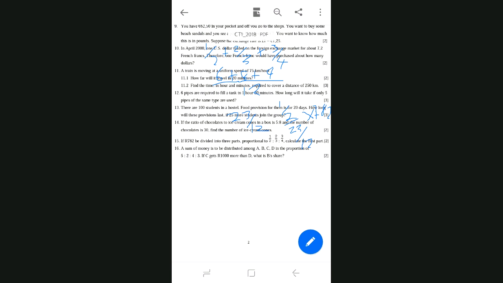Oh, the next one is not. Okay, so the sum of money is to be distributed A, B, C, D in the proportion of 6:2:4:3. If C got 1,000 rand more than D, what is B share?